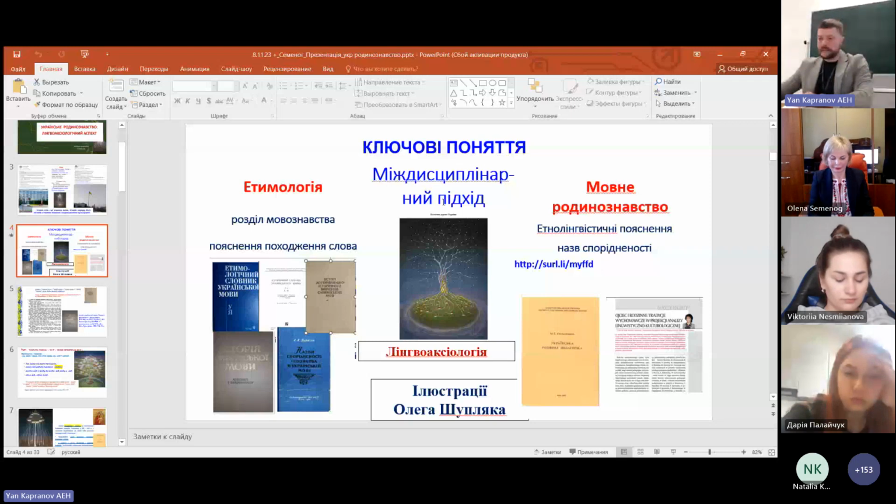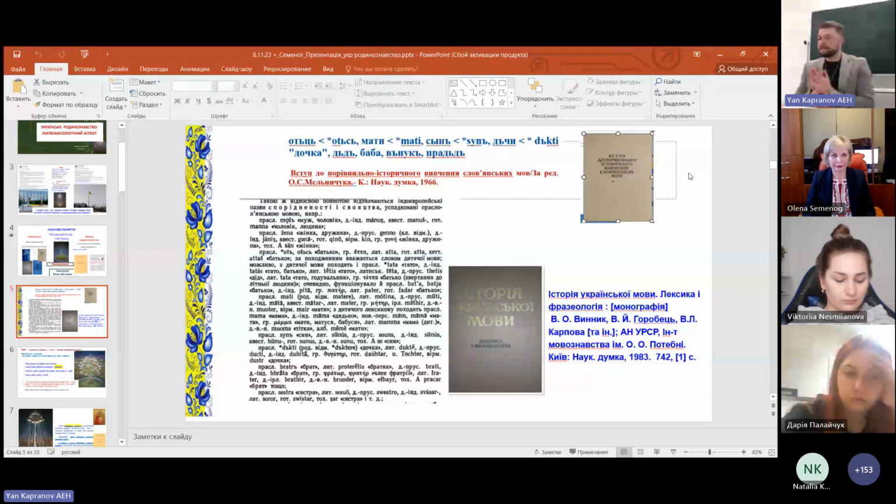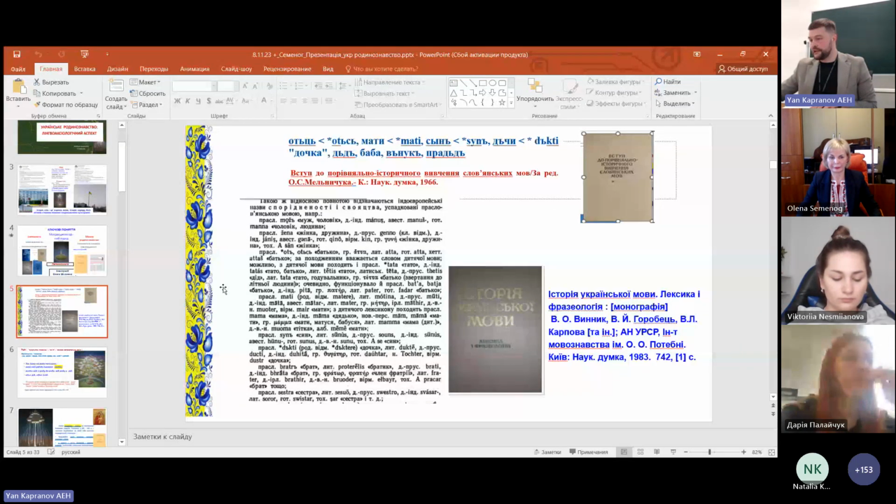Then on the next slide, we have the notions of our family: mother, father, son, daughter, grandmother, grandfather. And on the next slide you can see the etymological entries from the Ukrainian dictionaries. Of course, they are in Ukrainian, but here you can observe the etymology of it.